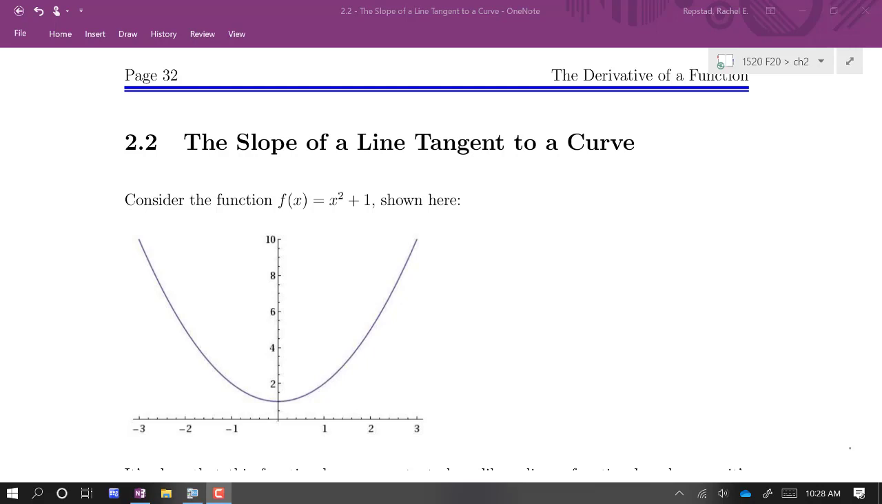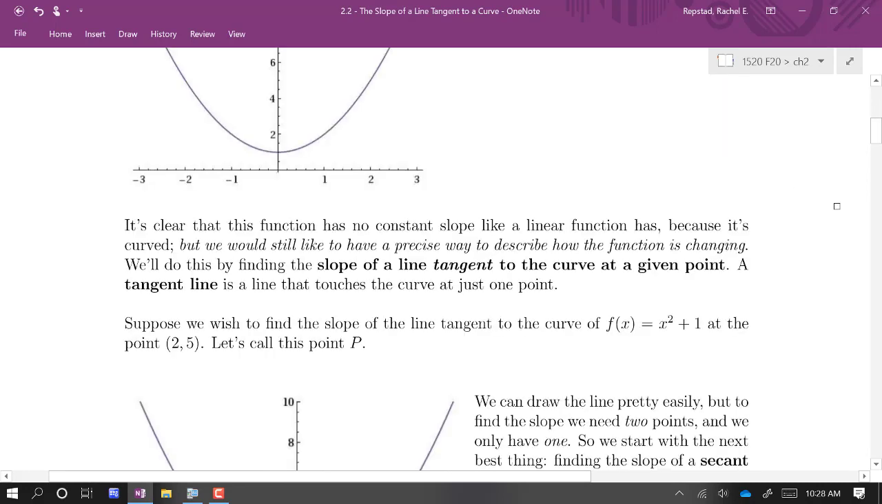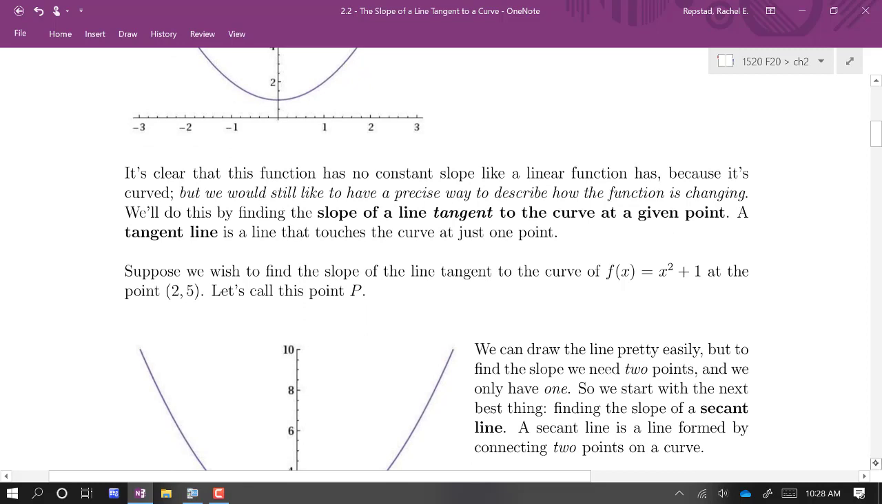So let's start by looking at this function. It's a function of x squared plus 1, so it's a nice parabola. It's a nice smooth curve. We could tell visually it's continuous everywhere. And what we want to do is find a way to describe the slope.